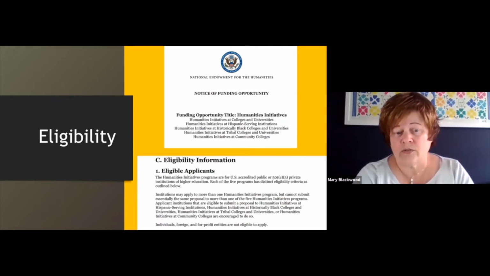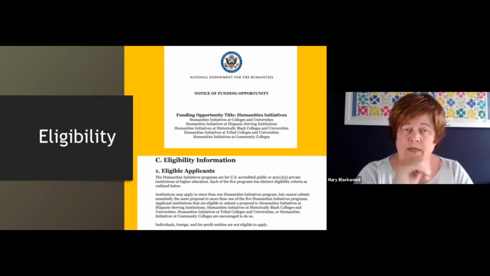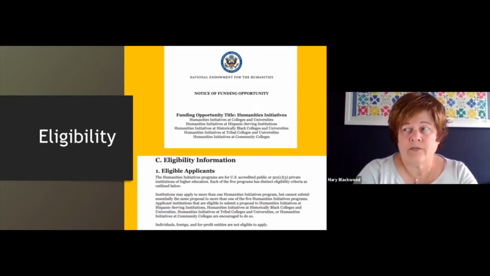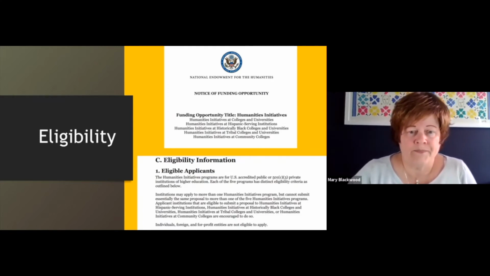Notice at the bottom where it says individuals, foreign, and for-profit entities are not eligible to apply. Okay, that tells you right there. As an individual, you can't apply for this particular opportunity. You have to apply as part of an institution, the University of Iowa. Now, you would be the project director or the PI, the principal investigator, but you can't just be working as an individual humanities scholar and apply for this particular one. What you really don't want to have happen is to not notice these things, send this in to the sponsor, and then have it administratively rejected by the staff before it ever gets to a grant reviewer. So just bear that in mind.